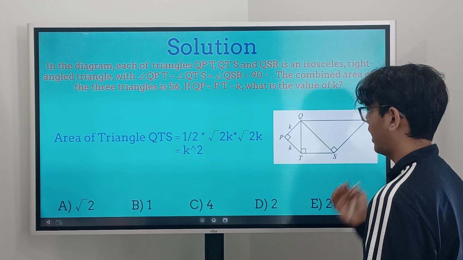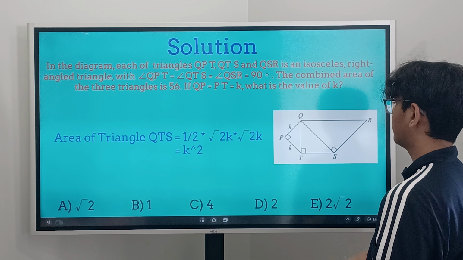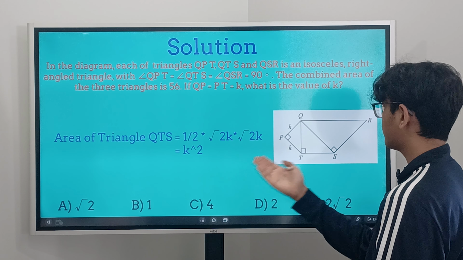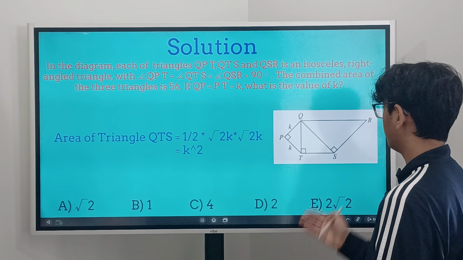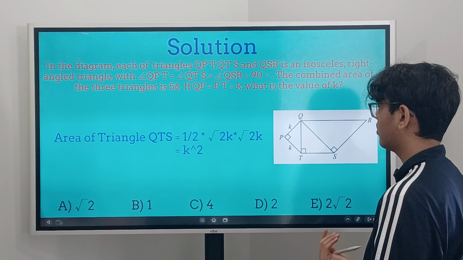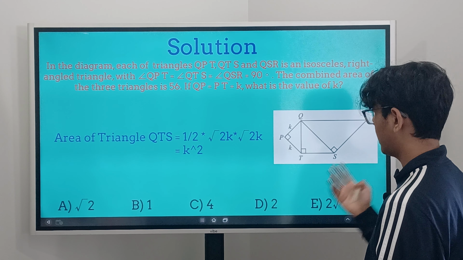First we're going to look at the area of the triangle QTS. To find the area of a right angle triangle, all we have to do is half times base times height. Our base is equal to TS, which is the square root of 2K, and our height is also the square root of 2K, since it's an isosceles triangle. We multiply all that, and the area for the triangle QTS is equal to K squared.